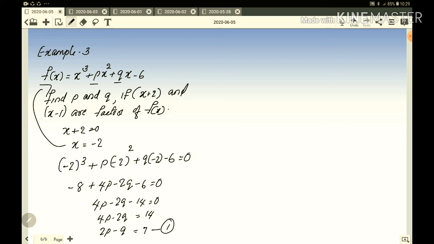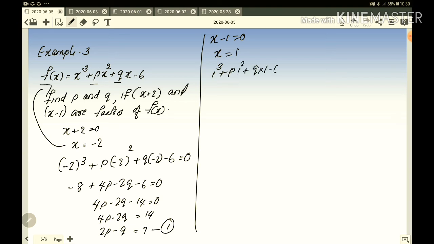For that I am using the next factor. What is that? X minus 1. It is also a factor that is given in the question. X minus 1 is equal to 0, that is x is equal to 1. Now I'm going to do the same thing that I did with the minus 2. Since it is a factor, I can substitute 1 in the expression. So it's going to be 1 cubed plus p times 1 squared plus q times 1 minus 6, and the answer is 0, because it's a factor.